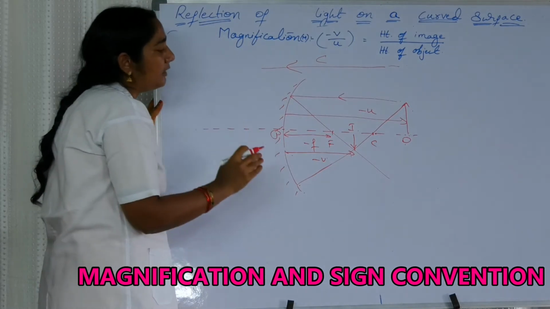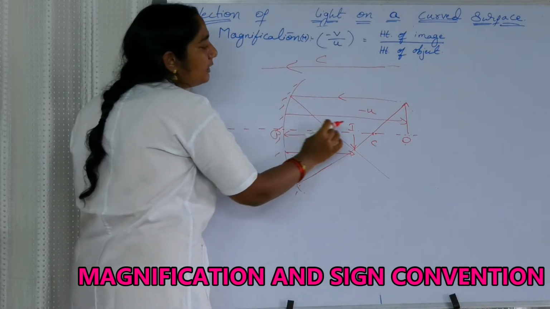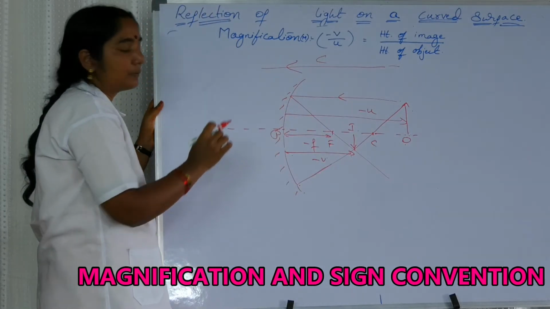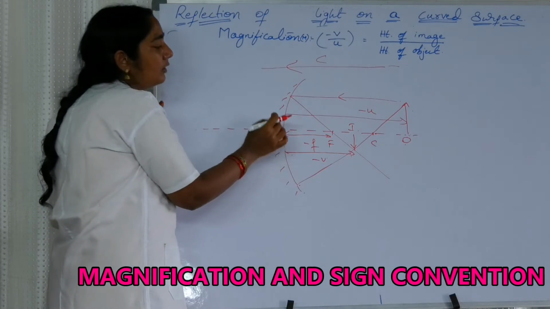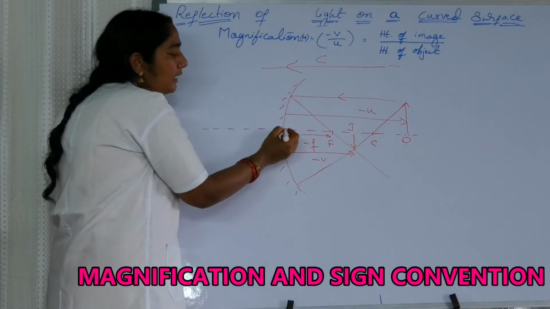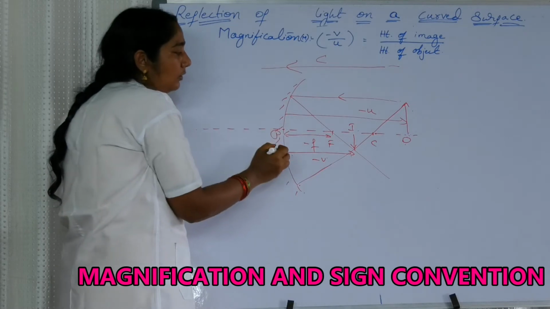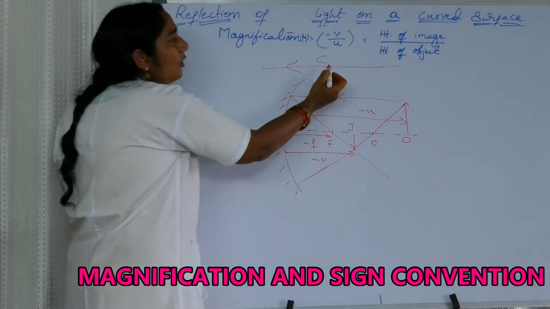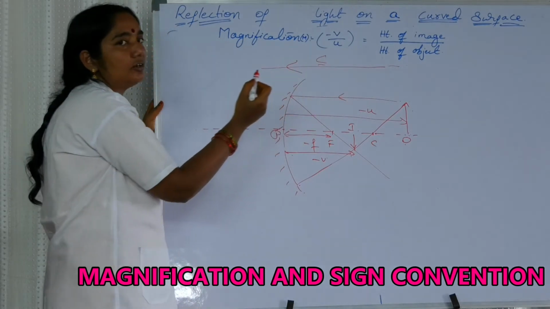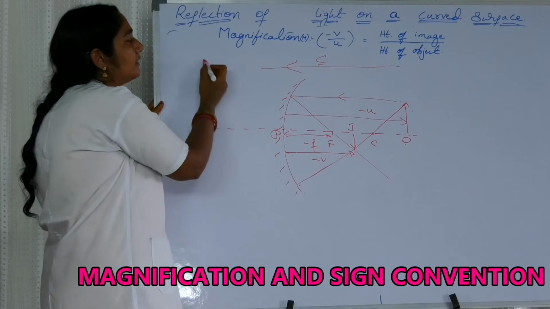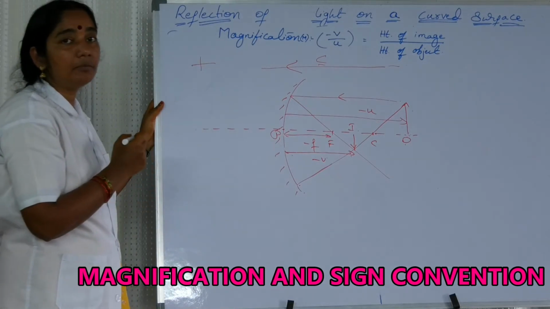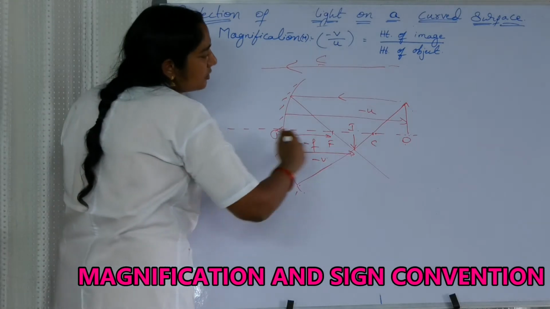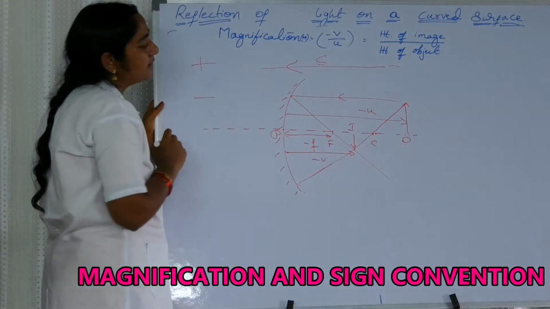Always the measurement of the focal length, the image distance or the object distance is started from the pole. So my dear friends, if any measurement we are taking along the direction of the light, that measurement we consider as positive. If we are measuring against the direction of light, we consider it as negative.